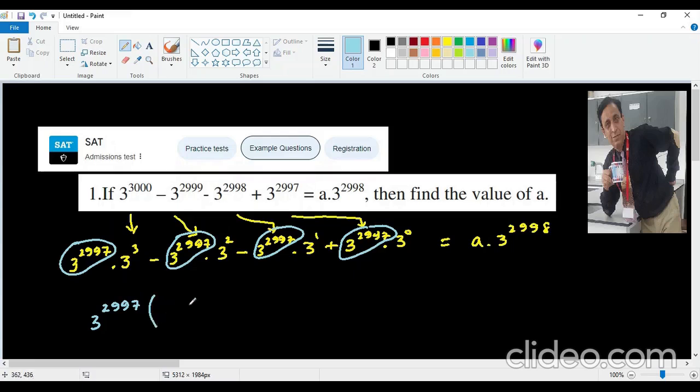and in the bracket you will bring this here, 3 cube minus comes from here, and then comes 3 square, then comes minus 3, and the last value is a plus. So first value, second value, third value, and then plus 1 because 3 to the power 0. Okay, I better write it down this way. So this is how it makes sense.